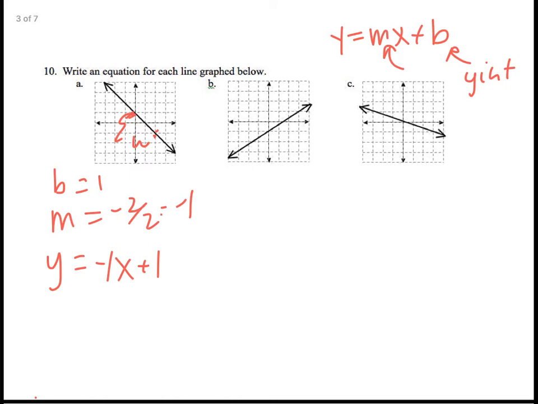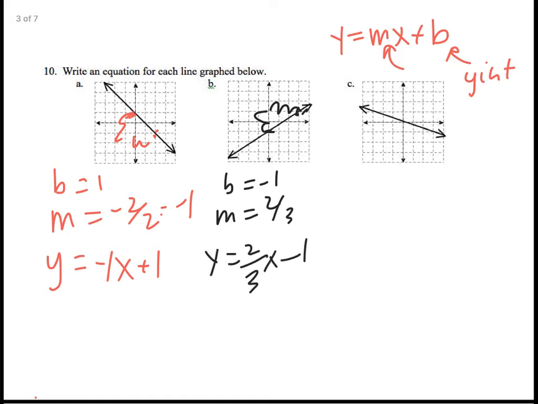For my next one, you can see my b is negative 1. My slope is, I think I used this point right there, so I went up 1, 2, and over 1, 2, 3, so 2/3. Equation is y is equal to 2/3 x minus 1.